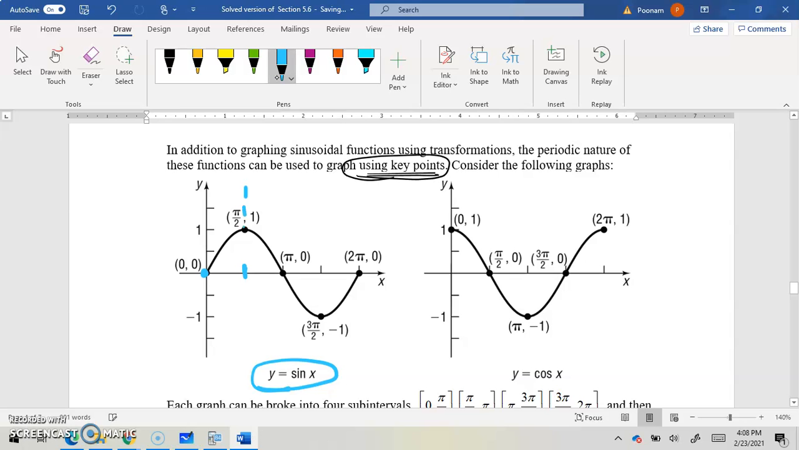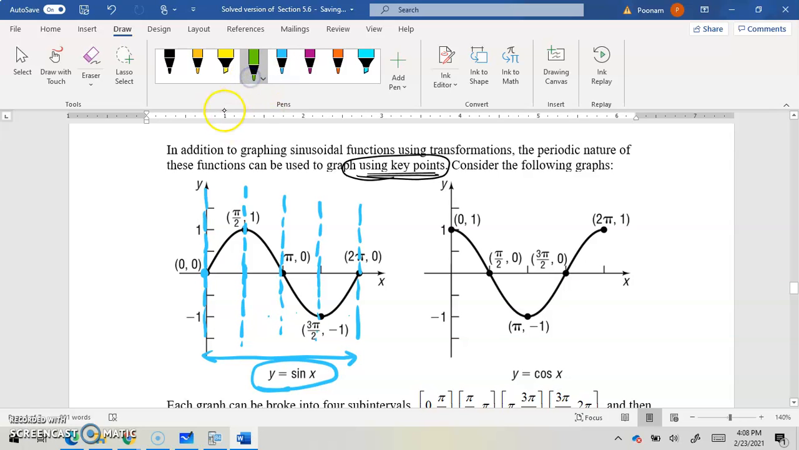So I can divide this graph at these key points. The first key point is at 0. The second is at pi by 2. Then third is at pi. Next we have 3 pi by 2. And the last one is at 2 pi. So one whole cycle length is divided into 4 equal intervals, the first, second, third, and fourth. It's divided by the 5 total key points.